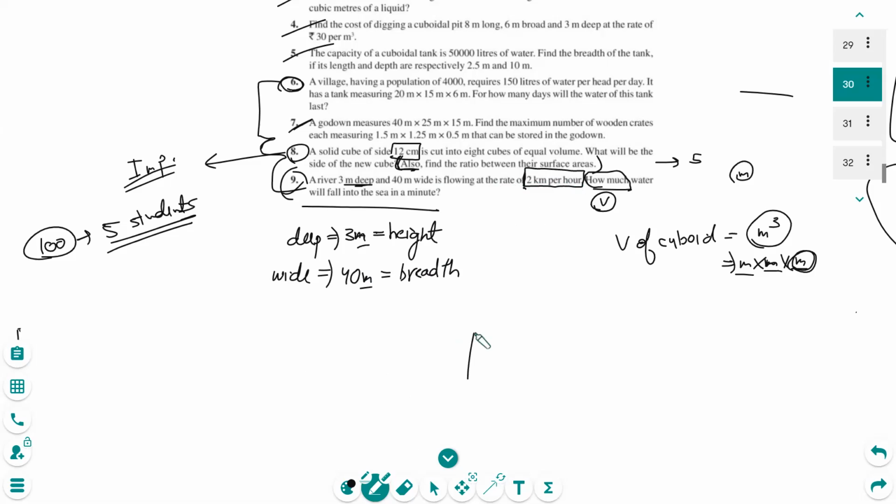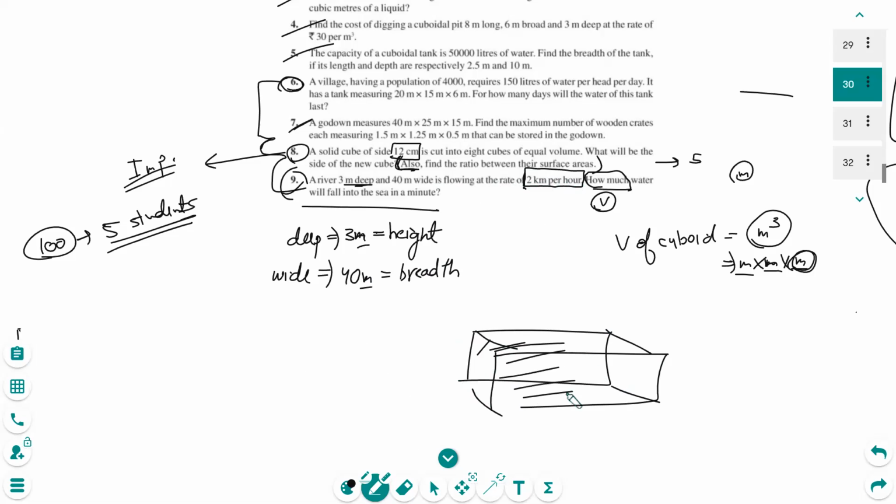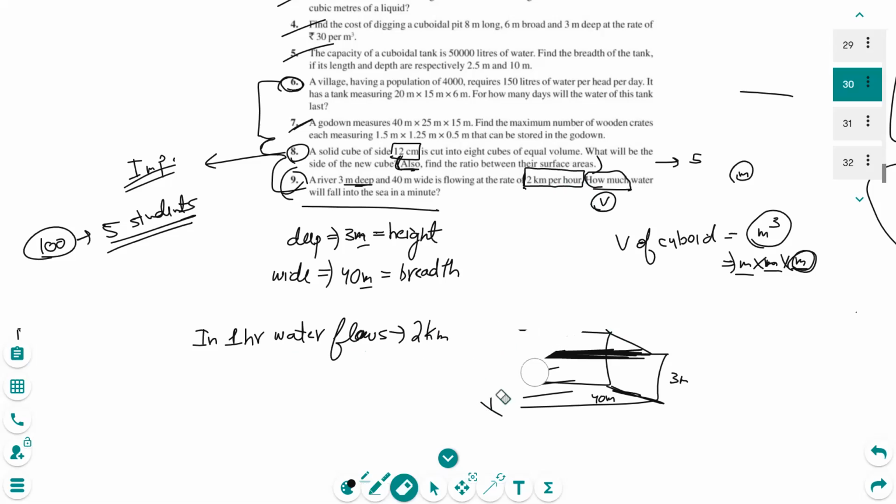Actually, if I take a cross section of the river, it will look something like this. This is full of water. Now what is given, the width is 40 meters, the depth is 3 meters, but I don't know the length. The length is nothing but the flowing water. So I can say that in 1 hour, water flows 2 km, because 2 km/h means this, right? This is the length actually, 2 km.